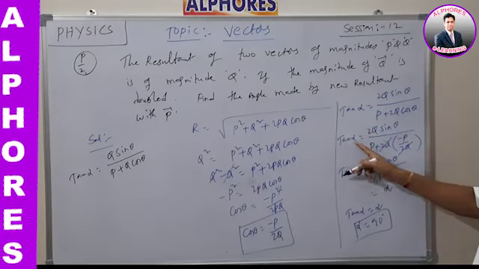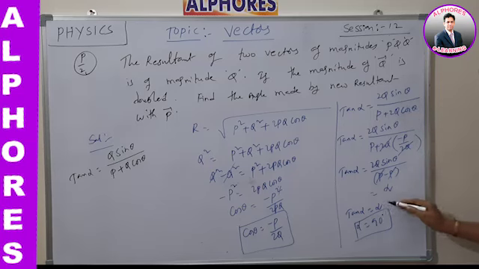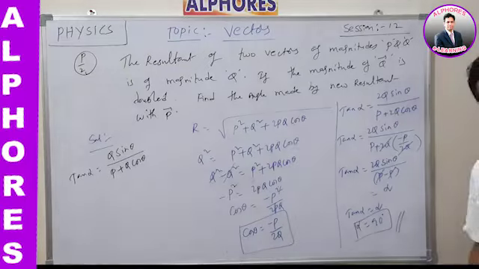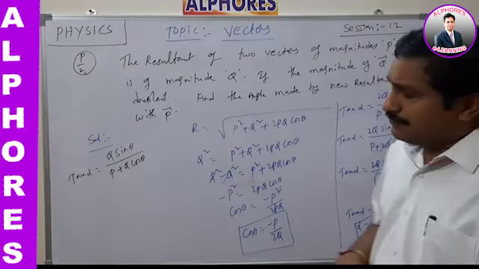Okay. That means tan alpha is equal to 2q sin theta by p plus 2q into minus p by 2q. After manipulation I have what? Tan alpha is equal to infinity. Finally what is the answer here? Alpha is equal to 90 degrees. Alpha is equal to 90 degrees. So this is the method of problem solving.